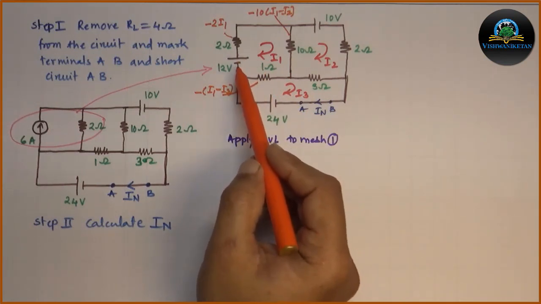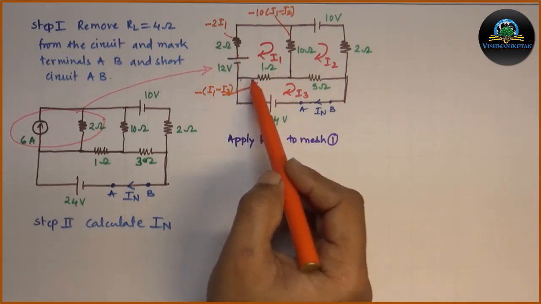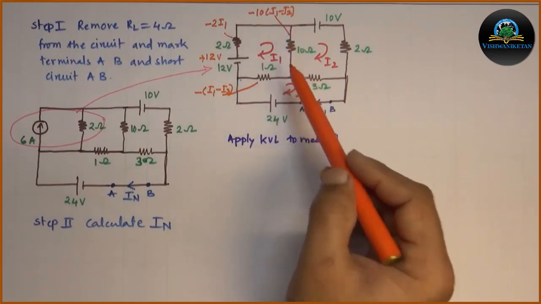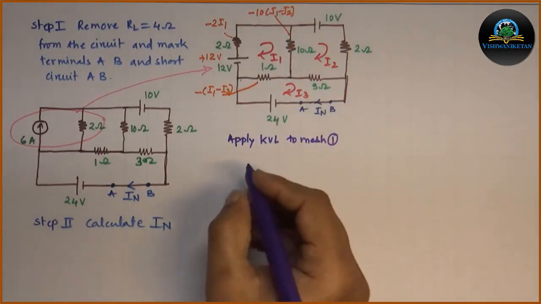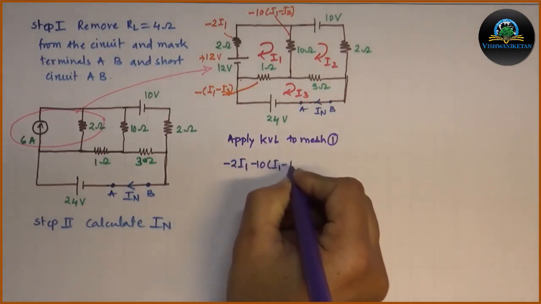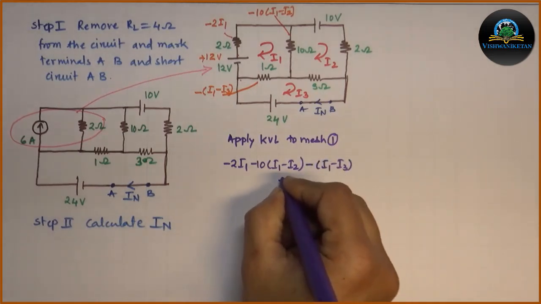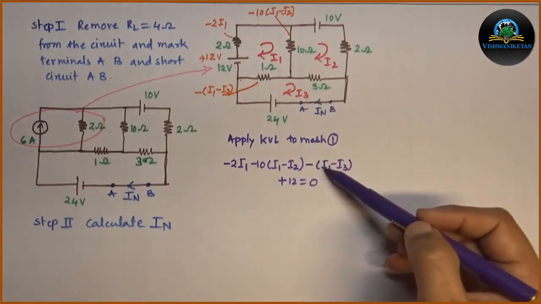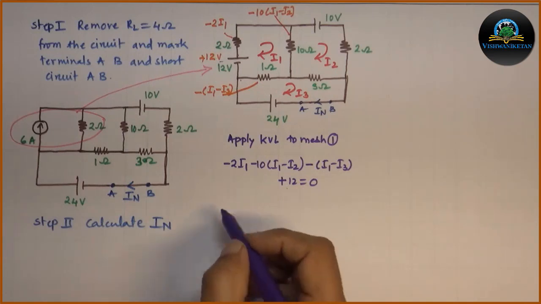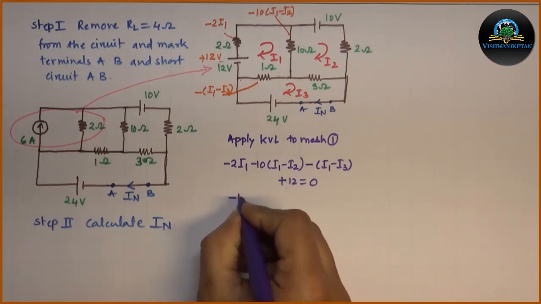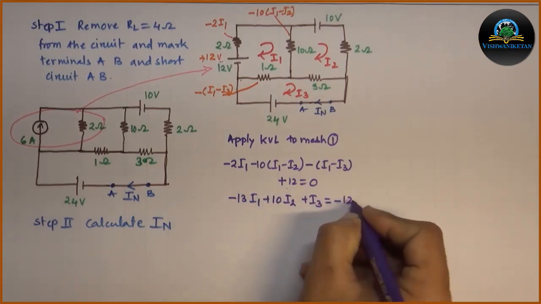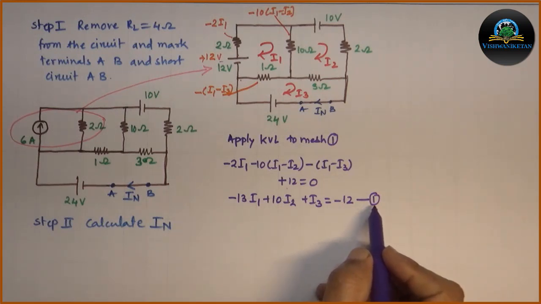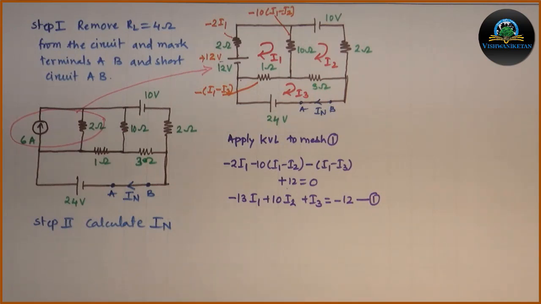Then remaining is the voltage source. First terminal is negative, second terminal is positive when I move in mesh. So voltage drop will be plus 12 volt. So combine all these values and put in the mesh equation applying KVL. Minus 2 I1 minus 10 (I1 minus I2) minus 1 (I1 minus I3) plus 12 is equal to 0. By simplifying the terms, we will get first equation as minus 13 I1 plus 10 I2 plus I3 is equal to minus 12, which is our equation 1 for mesh 1. Similarly, we will apply for mesh 2.